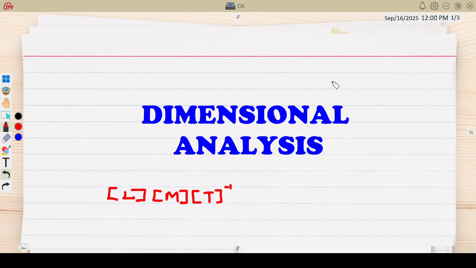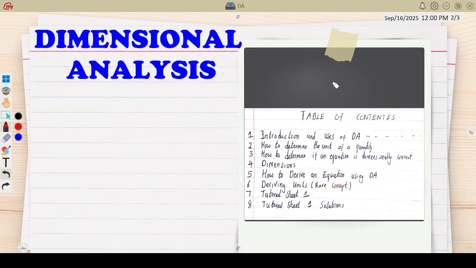So, we can get started with it. These are the things which we'll look at. To begin with, what is dimensional analysis?